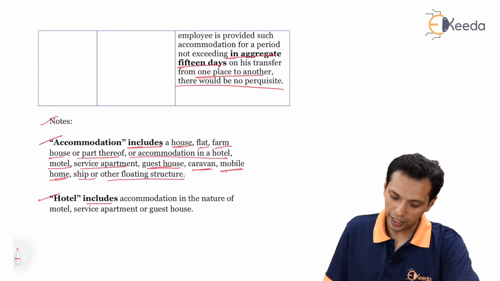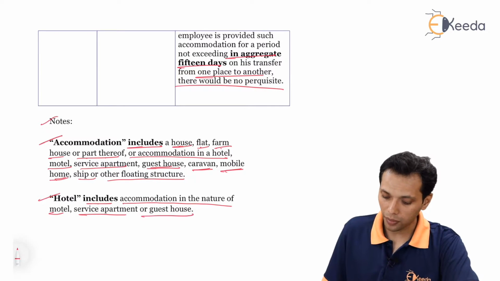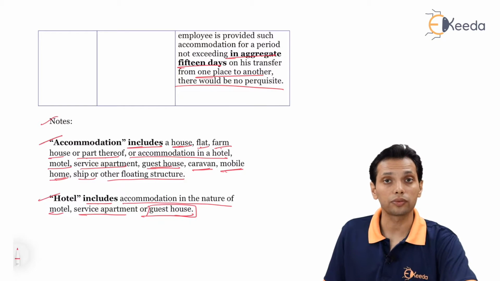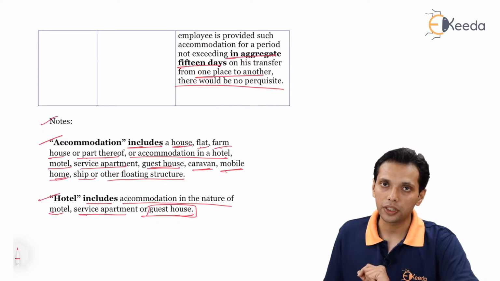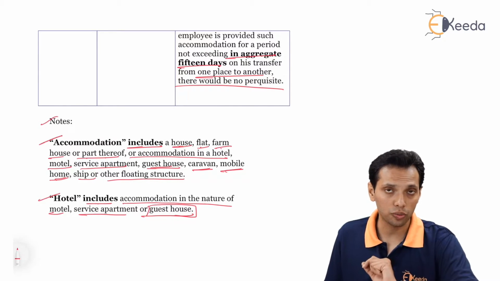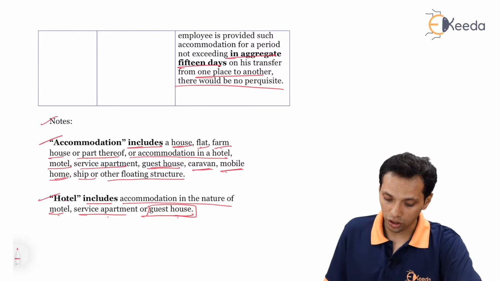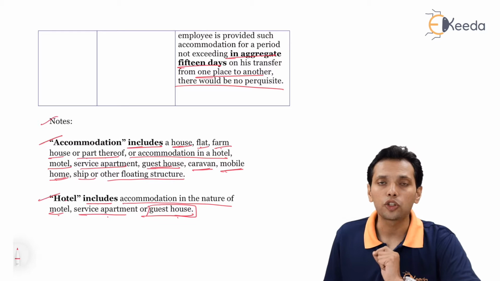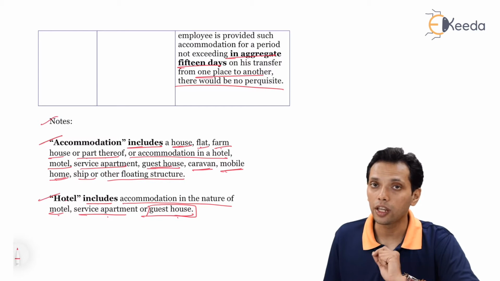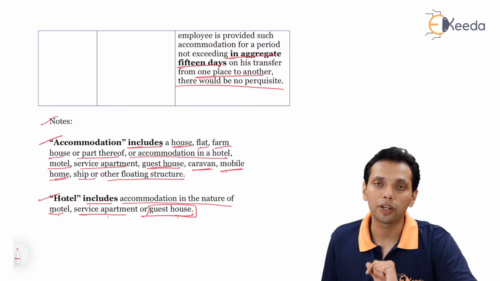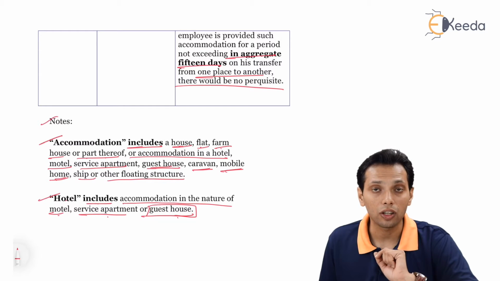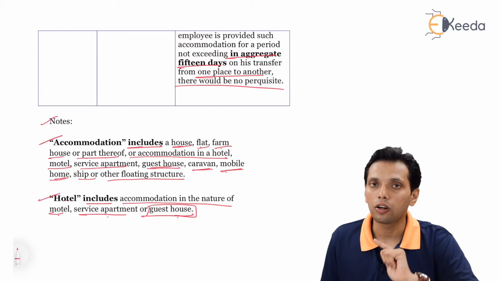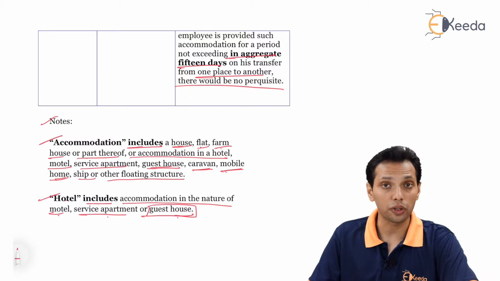Definition of hotel. Hotel includes accommodation in the nature of a motel, service apartment, or guest house. So if in the question paper the accommodation is provided in a hotel, motel, service apartment, or guest house, then 24% of the salary of the employee or the actual rental charges paid by the employer will be considered as the perquisite value. Also, the exception of 15 days is to be considered for calculating the hotel accommodation perquisite.